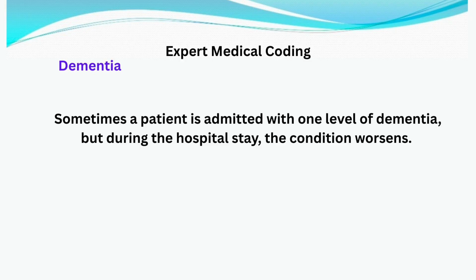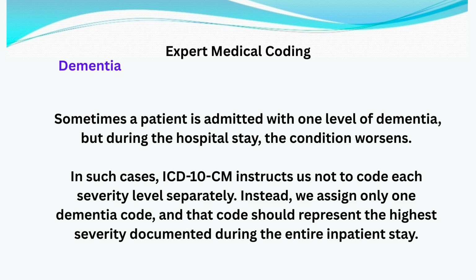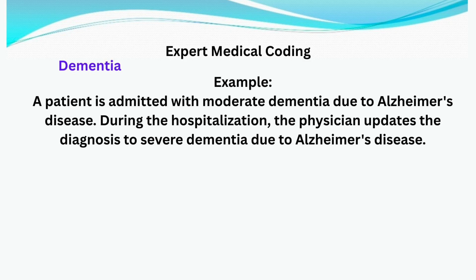Sometimes a patient is admitted with one level of dementia, but during the hospital stay, the condition worsens. In such cases, the ICD-10-CM instructs us not to code each severity level separately. Instead, we assign only one dementia code, and that code should represent the highest severity documented during the entire inpatient stay. Let us see an example.